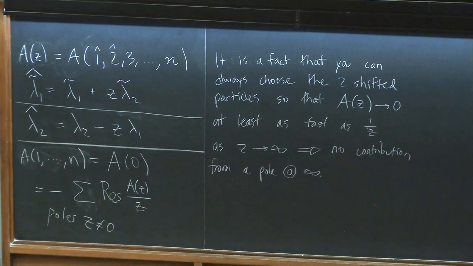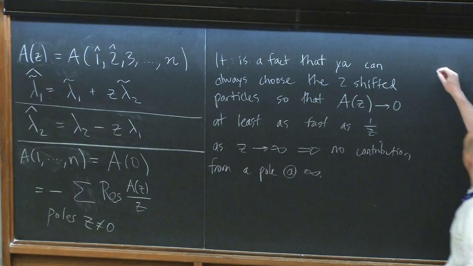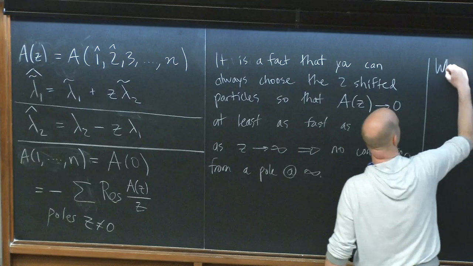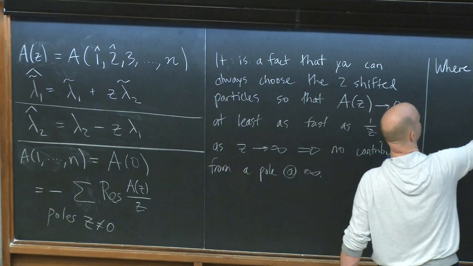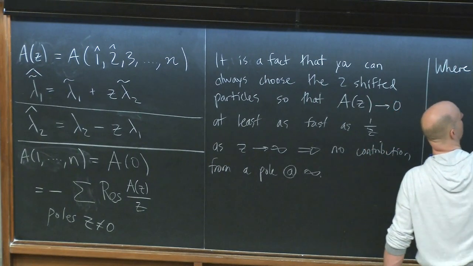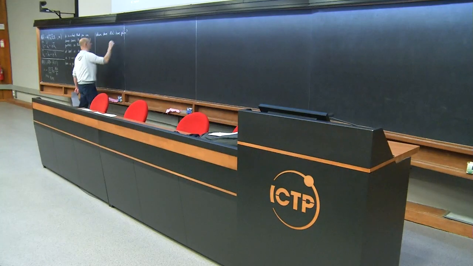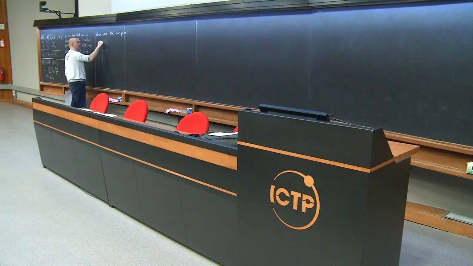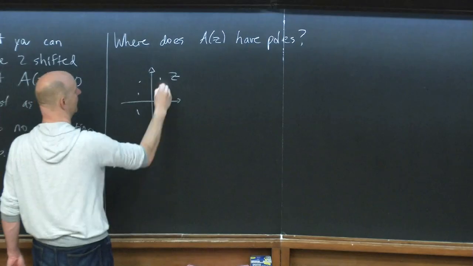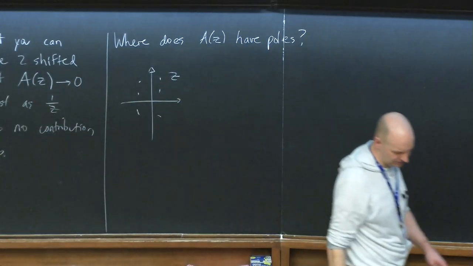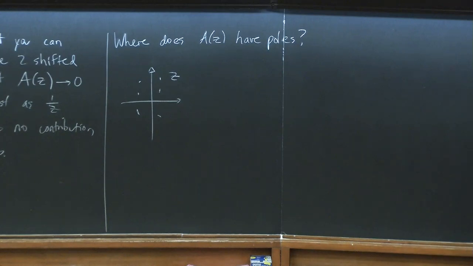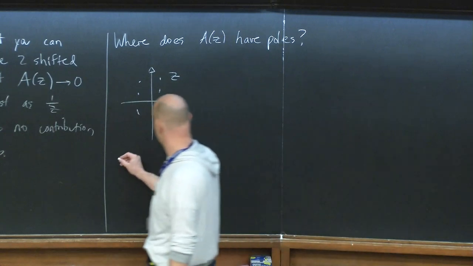Right. So the last thing I had done at the end of the lecture was to discuss where this object has poles. Where does A of z have poles? So in our complex z plane, it has poles anywhere where an internal propagator can go on shell.